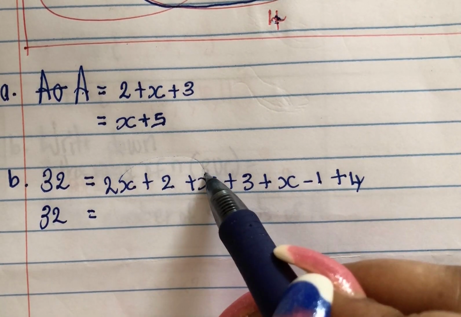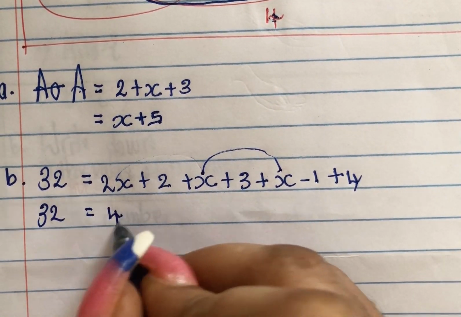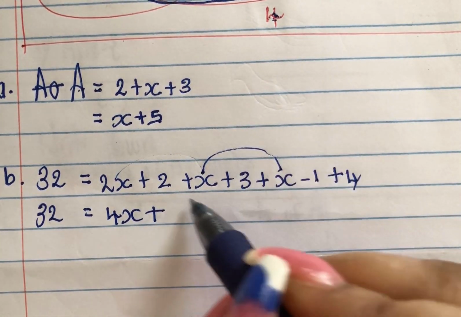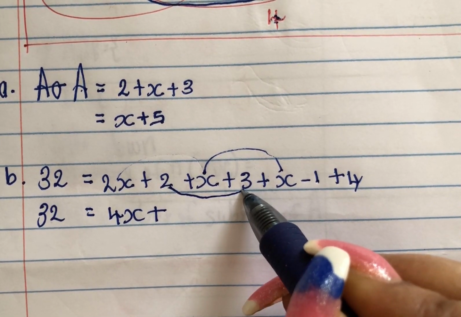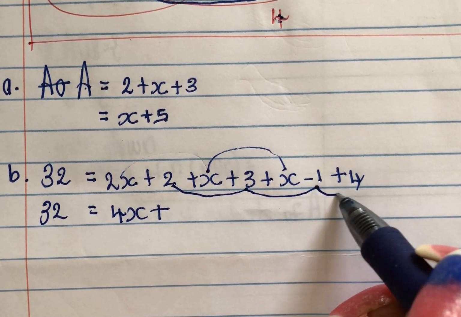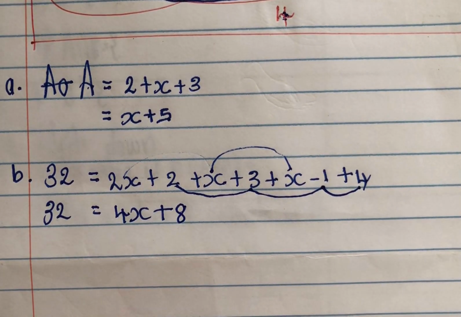2x plus x will give me 3x, plus x will give me 4x. Let us work on the constant terms now. 2 plus 3, that's 5. 5 minus 1 is 4. And 4 plus 4 is 8.